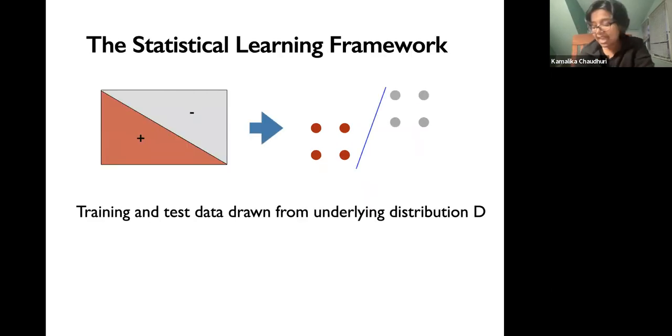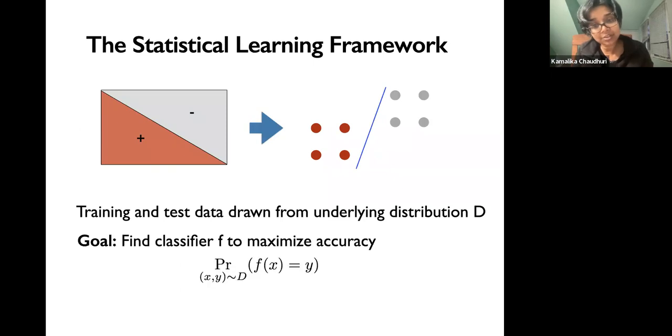Okay, and this is the statistical learning framework that I just mentioned. This is kind of the classical machine learning textbook 101. Here what is happening is that your training and test data is being drawn from some underlying distribution, and what you want to do is find a classifier f based on your training data. You want to find a classifier f that would maximize the accuracy, which is the fraction of times f of x predicts the right label. Essentially, that's your definition of accuracy.